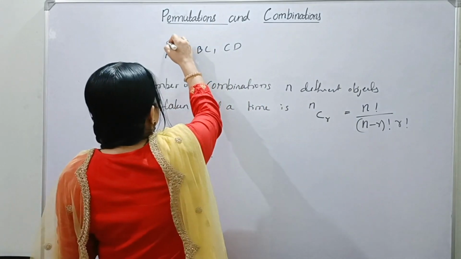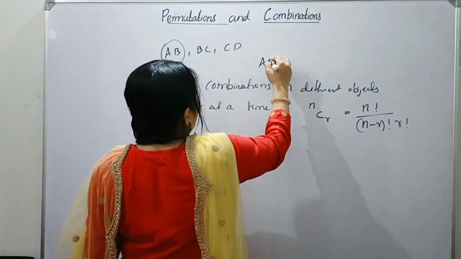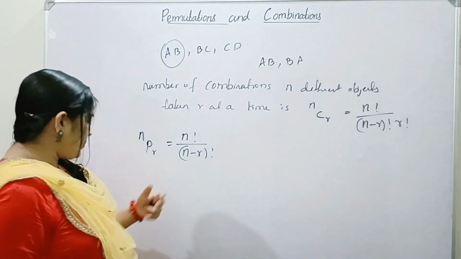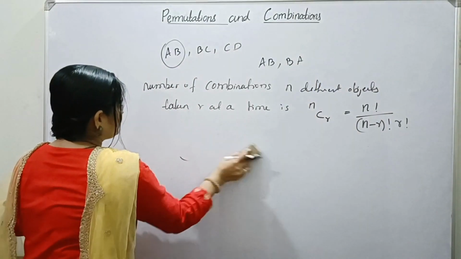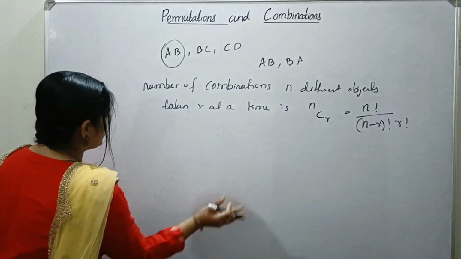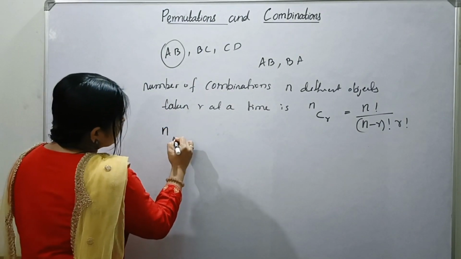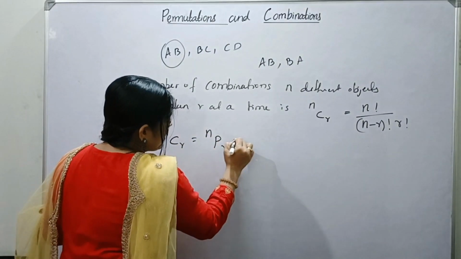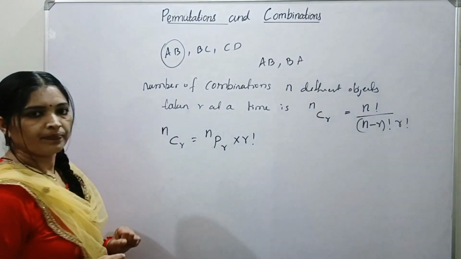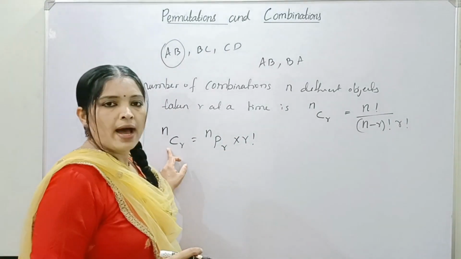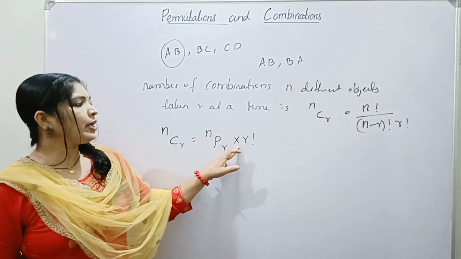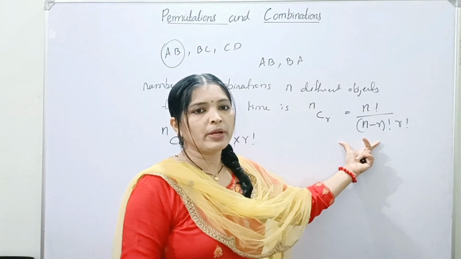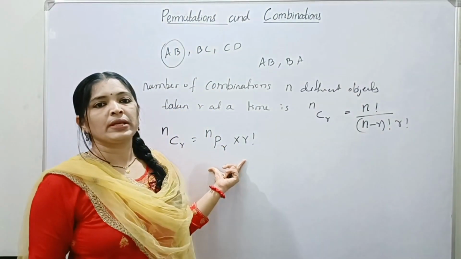Here we can write each selection AB, and we can write BA in permutations, right? So I will write the formula. The relationship between permutations and combinations: we can write nCr is equal to nPr divided by r factorial. Okay, nCr is equal to nPr divided by r factorial. From this we can say, in the formula, but how?